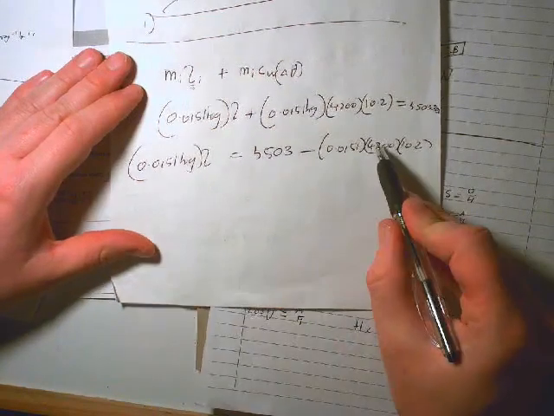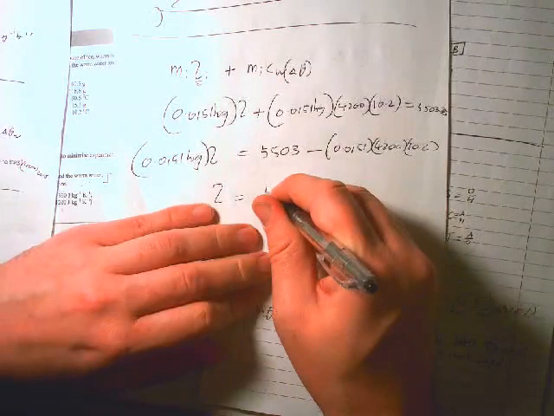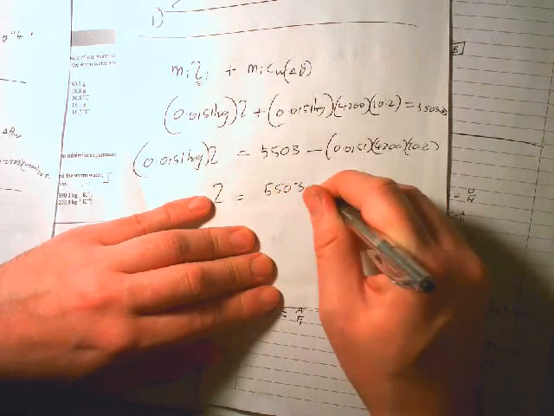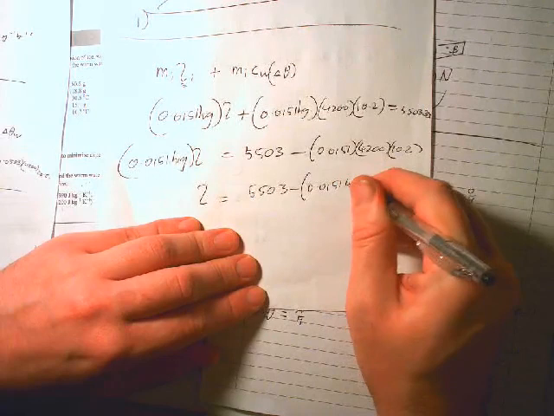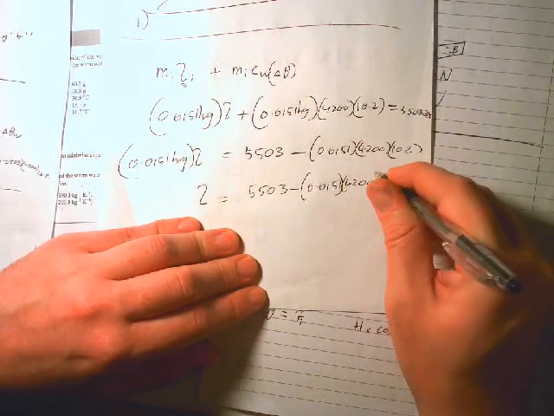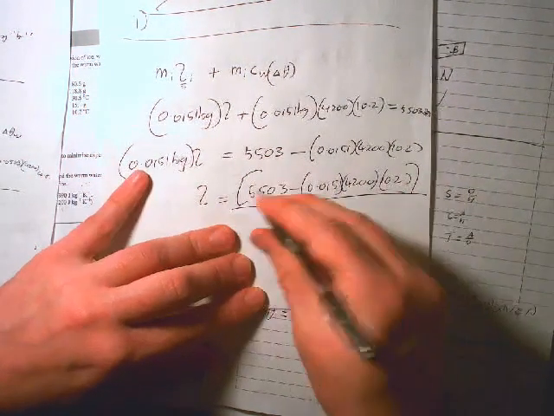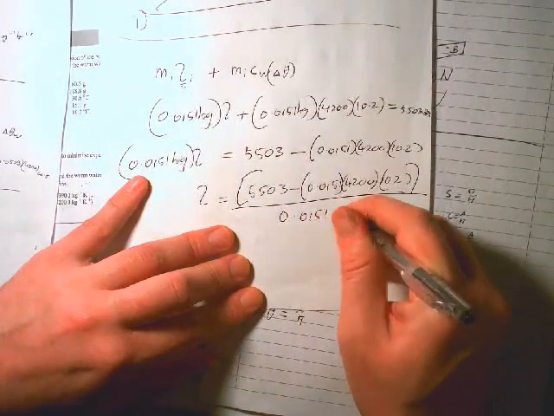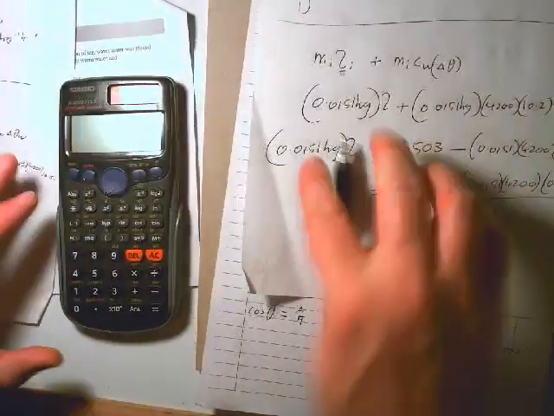And look, while we're at it, we may as well get all the maths done in one go. Let's bring this across and divide it in. So the latent heat of fusion of ice is equal to 5503 minus this mess, 0.0151 times 4,200 times 10.2. All of this divided by 0.0151 kgs.